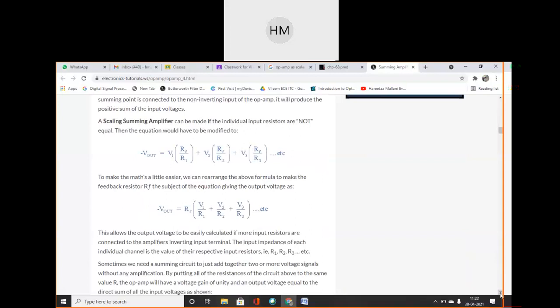Okay? And the same circuit can be used as a scalar. Scalar means a multiplier type of circuit. If I want to scale the output voltage by 2, then the RF by R1 ratio should be 2. V out is equal to twice of V1, twice of V2, twice of V3. So that is a scalar circuit.